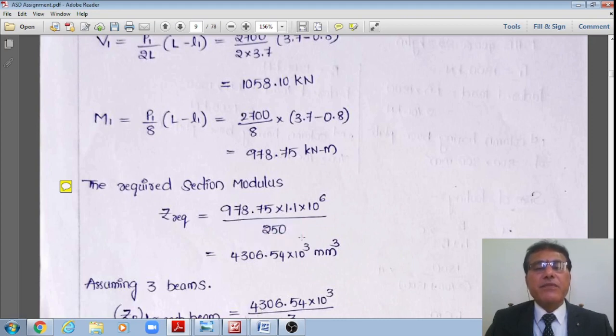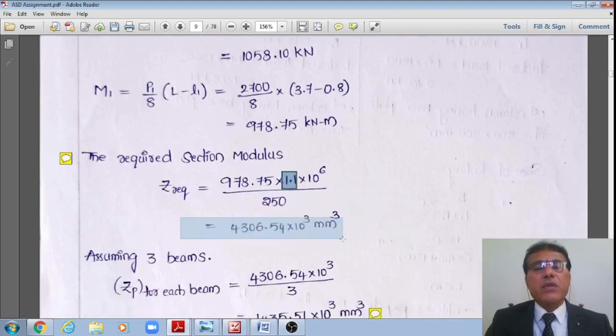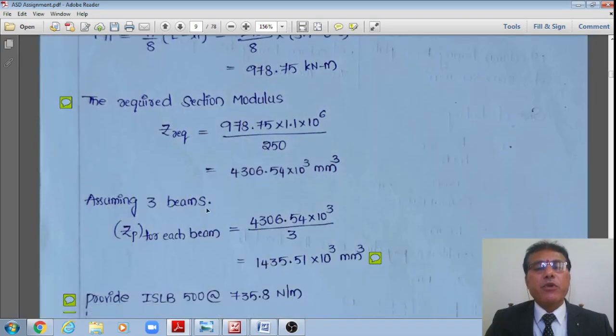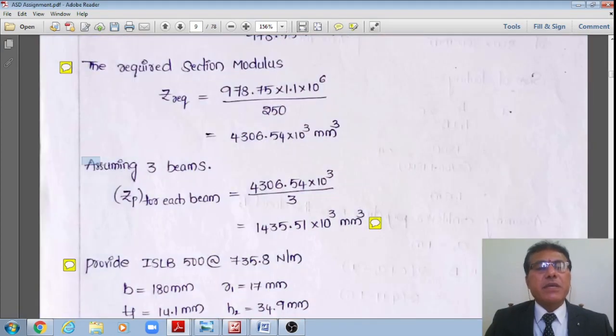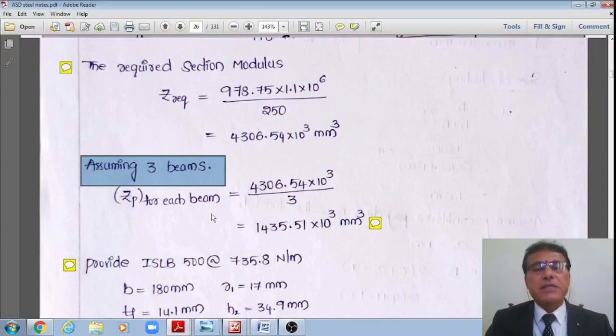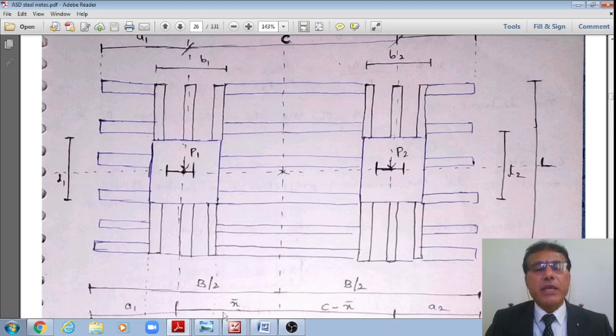Fy is equal to 250 divided by its partial safety factor, 1.1. That now works out to say 4306.54 × 10^3 mm³. Now this is my assumption: assuming 3 beams in the top tier beams like this, right? Just I want to assume say 1, 2, 3, right?